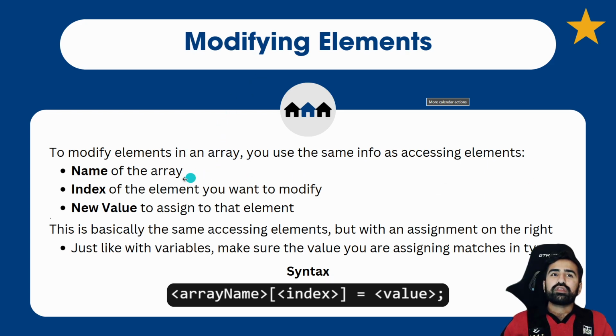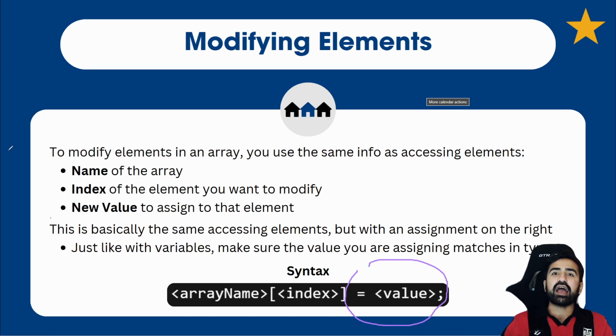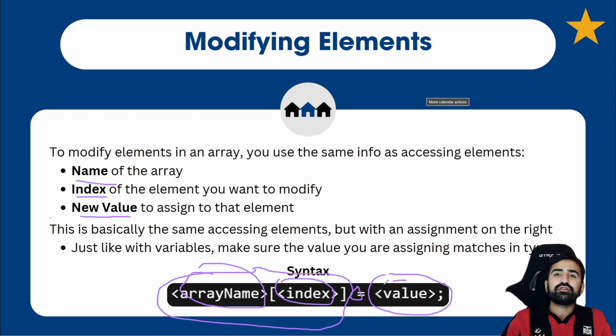All right, so next up is going to be modifying elements. So modifying elements in an array, you're going to use the same information as accessing them. The only difference is you're going to have some assignment on the right side. So this looks exactly like accessing elements. This left side is everything from our previous slide. But let's say you want to change the value in that index. You just do an assignment operator with the new value. So name of the array, index, new value. Name of the array, index equals new value. Basically the same as accessing elements, but with an assignment on the right.